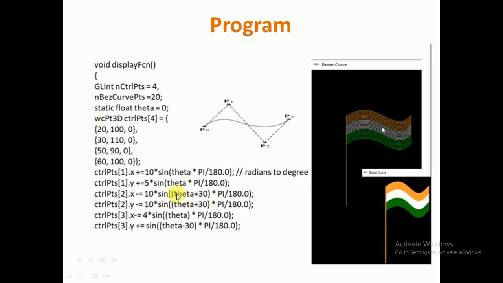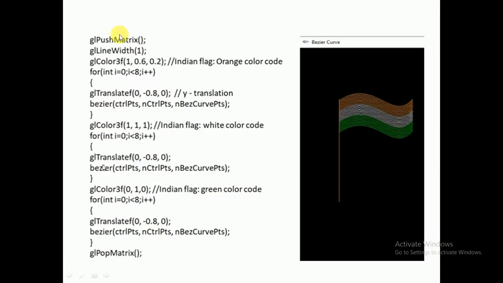This is the display function, and this is our control point. Just to make this animation we have drawn it. How have we drawn it in our program? We have used push matrix and pop matrix. Here we are using push matrix and pop matrix. Push and pop always use a stack.